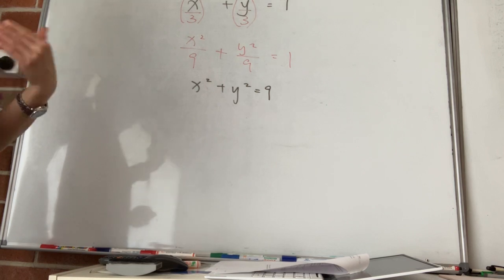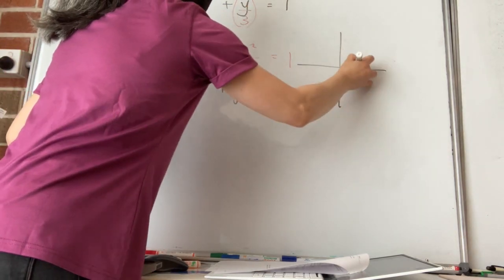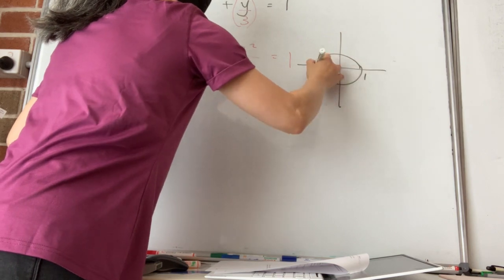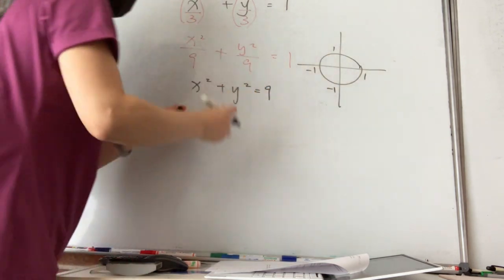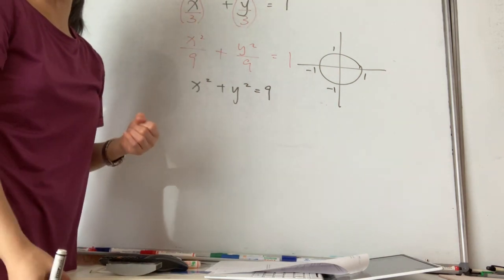Yes, even from the sketching itself. Circle of radius 1 to start with. If you stretch it up by 3, of course, it's going to be a circle of radius 3 from there.